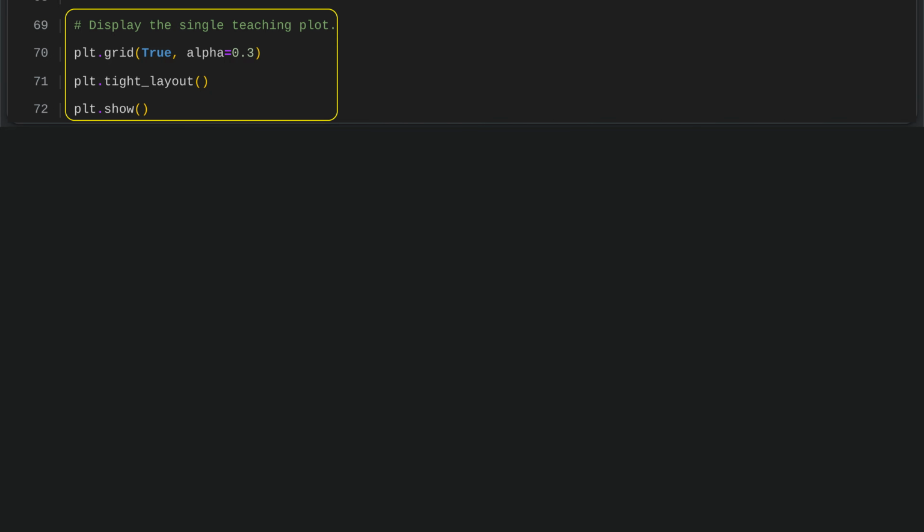To finish the plot, we turn on a light, semi-transparent grid to make the data easier to read without cluttering the view. We then apply a tight layout so the plot elements fit cleanly without overlapping. Finally, we display the plot to review the model's training and testing performance.